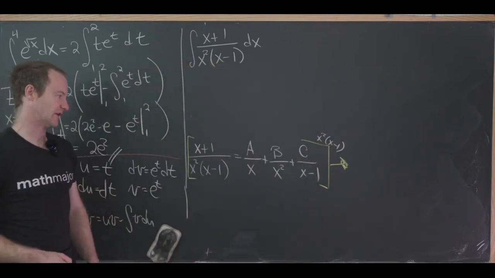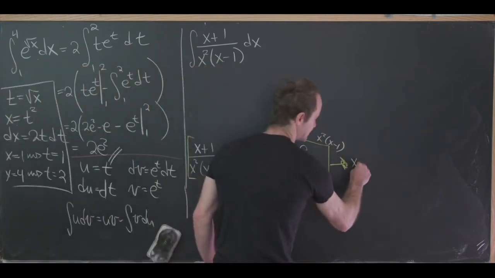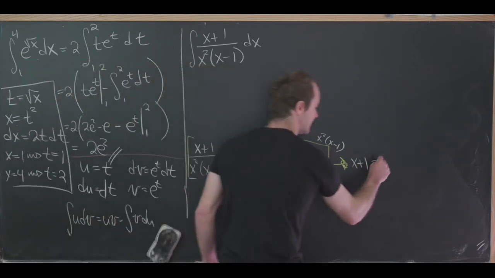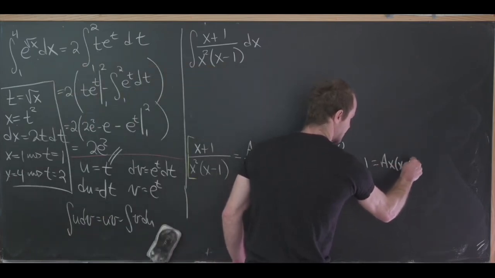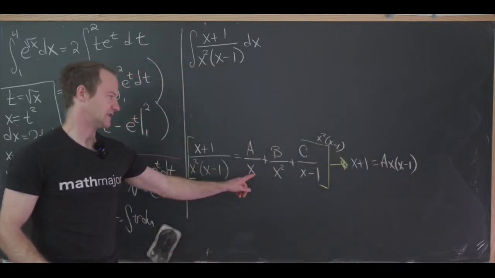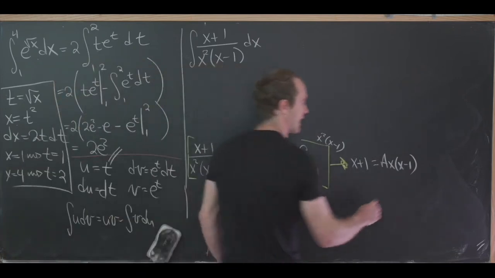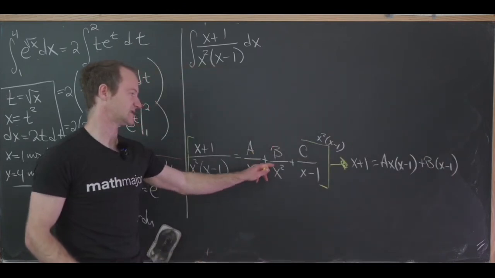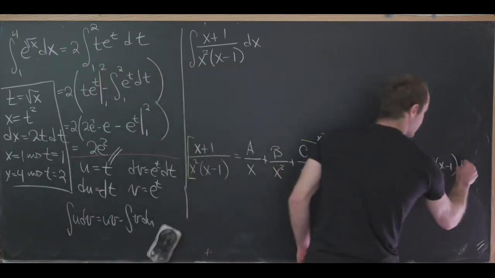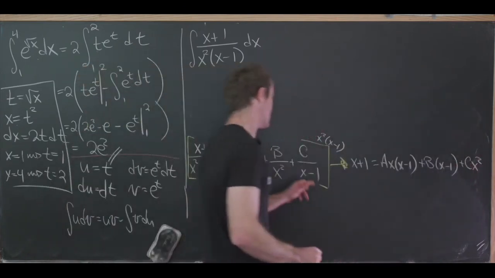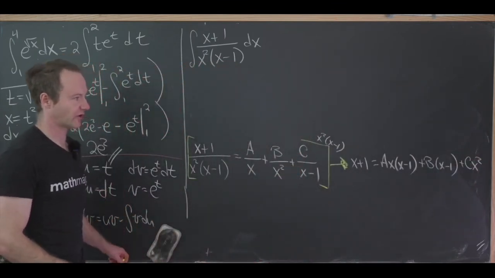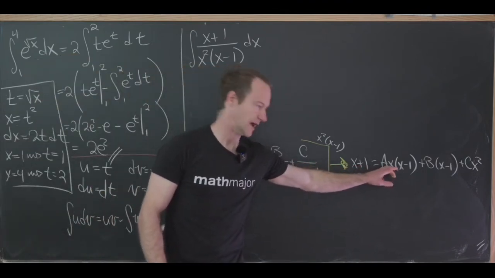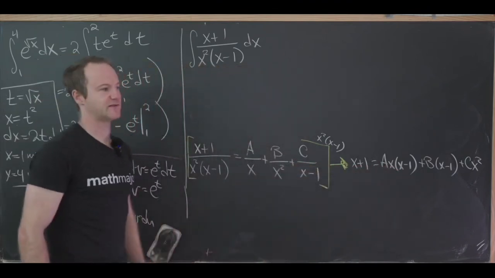That'll clear our denominators. So let's see, that'll leave us with an x plus 1 on the left-hand side of the equation. And then we'll have A times x minus 1 when we multiply into this first term. We'll have plus B times x minus 1 when multiplying into this second term. And then we'll have plus Cx squared when multiplying into this third term. Okay, but notice we've got a quadratic polynomial on the right-hand side and a linear polynomial on the left-hand side.